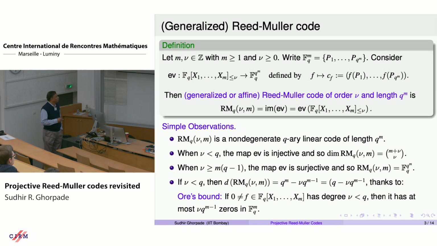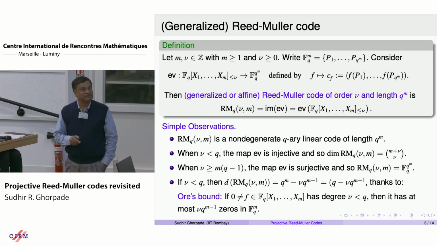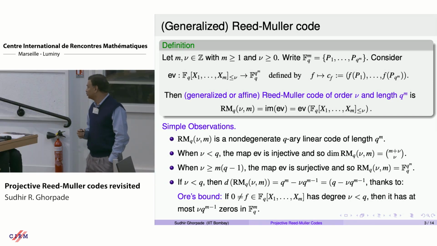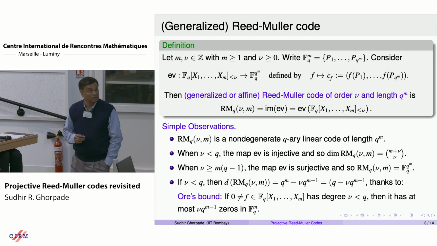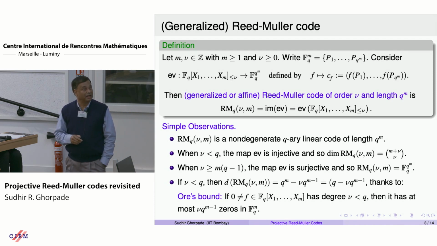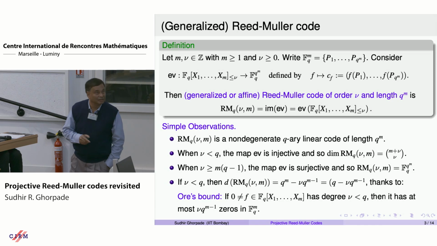When ν is small, say strictly smaller than the field size, the evaluation map is one to one, is injective, because you don't have x^q having the same value as x. And therefore, the dimension of this code would be the same as the dimension of its domain, which is well known to be the number of monomials of degree at most ν in m variables, m plus ν choose ν. On the other hand, if ν is rather big, greater than or equal to m times (q minus 1), then this map is surjective. And so the image will be the whole space. So that's not very interesting in any case.